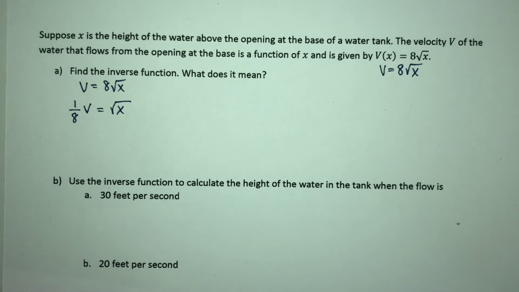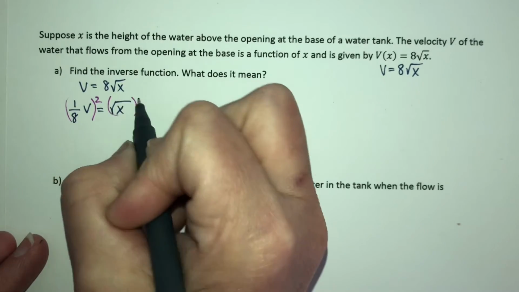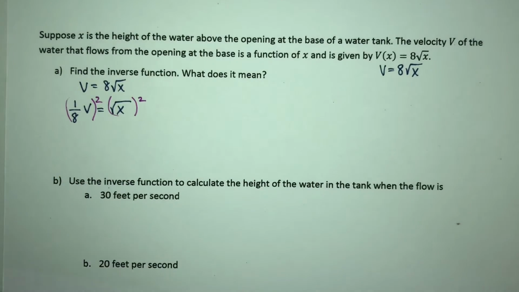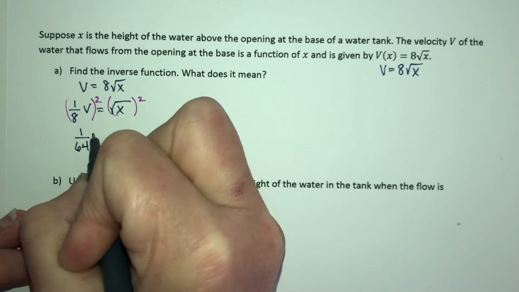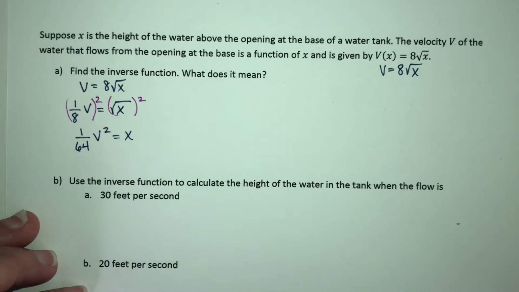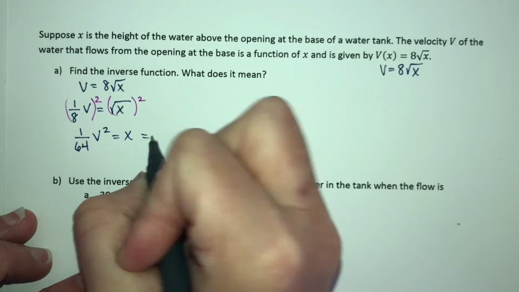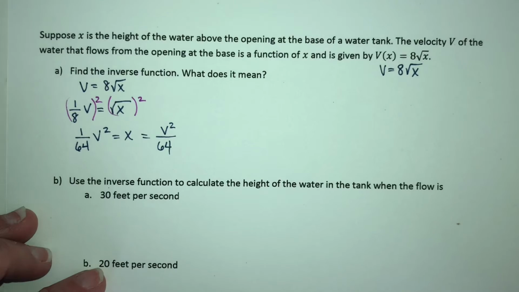Now square both sides. And 1 over 8 squared will be 1 over 64. v squared is equal to x, which, if you want to write it, v squared over 64, that's the same. So this is the inverse function.